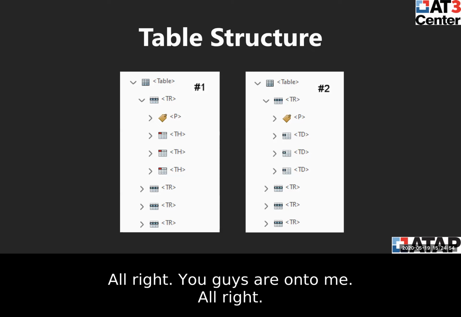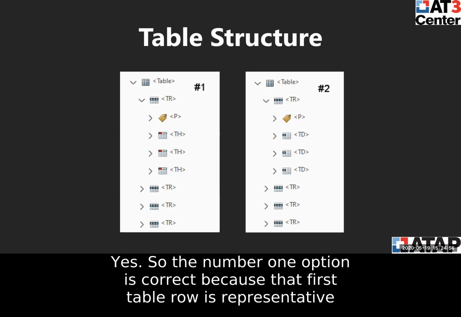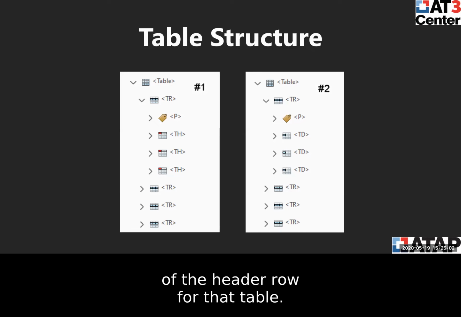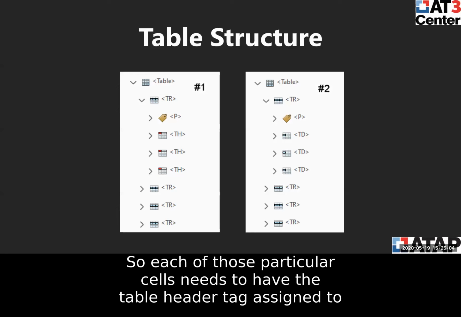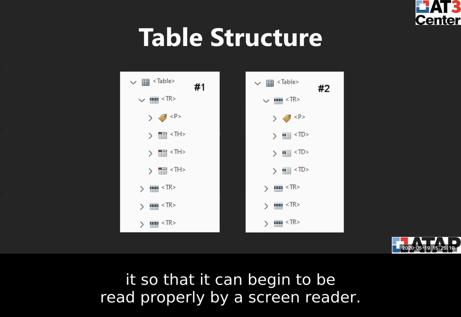All right, yes, so the number 1 option is correct because that first table row is representative of the header row for that table. So each of those particular cells needs to have a table header tag assigned to it so that it can begin to be read properly by a screen reader.